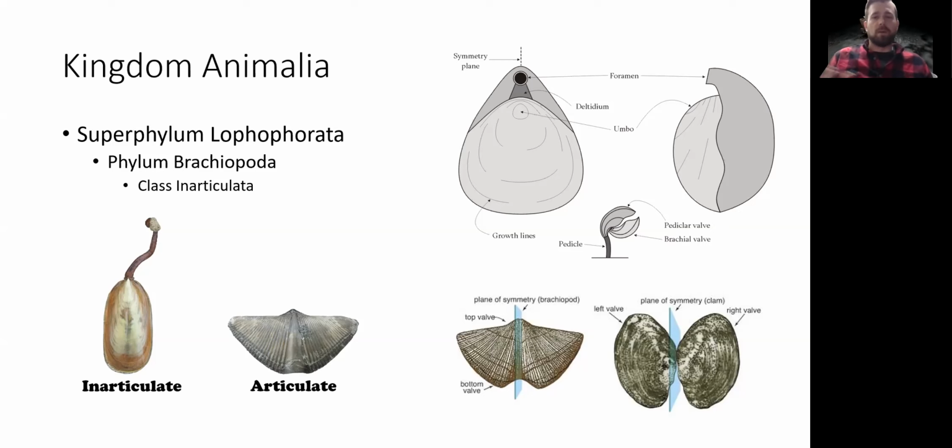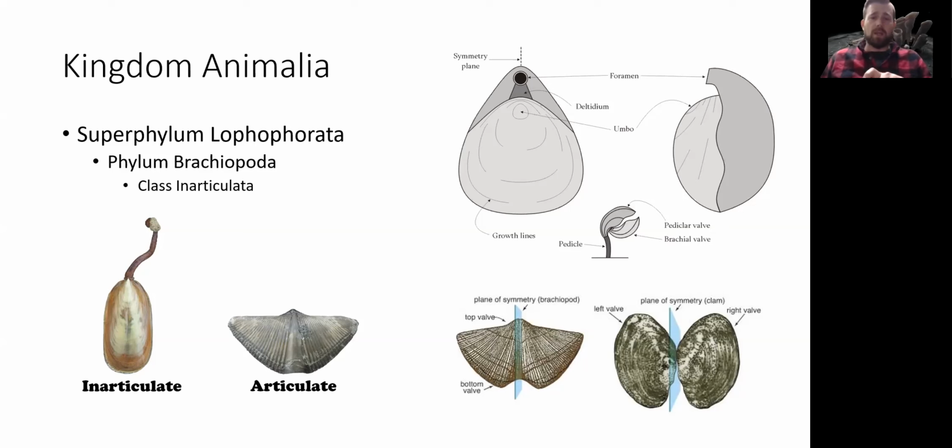Now, how do you tell the difference between a bivalve and a brachiopod? Because they superficially look different. And that's because brachiopods are kind of like bivalve mimics. Or maybe it's the other way around. They look similar because they do similar things, but they're quite different. One of the good ways of identifying the differences are their planes of symmetry.